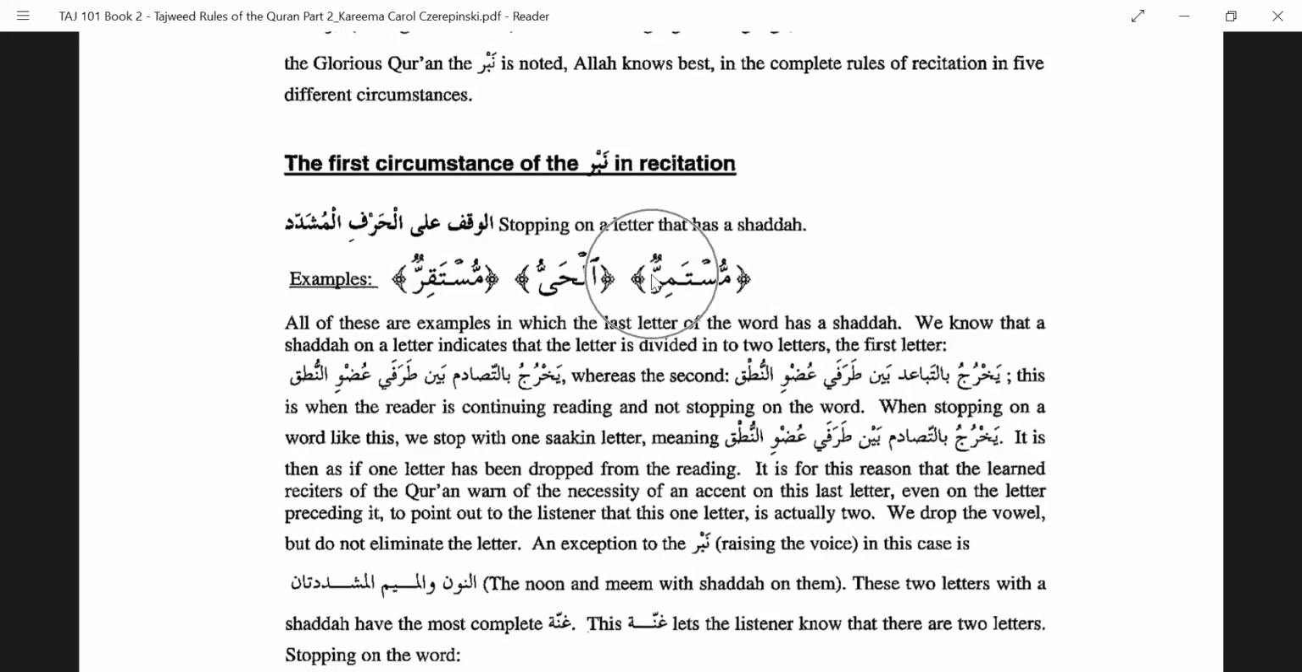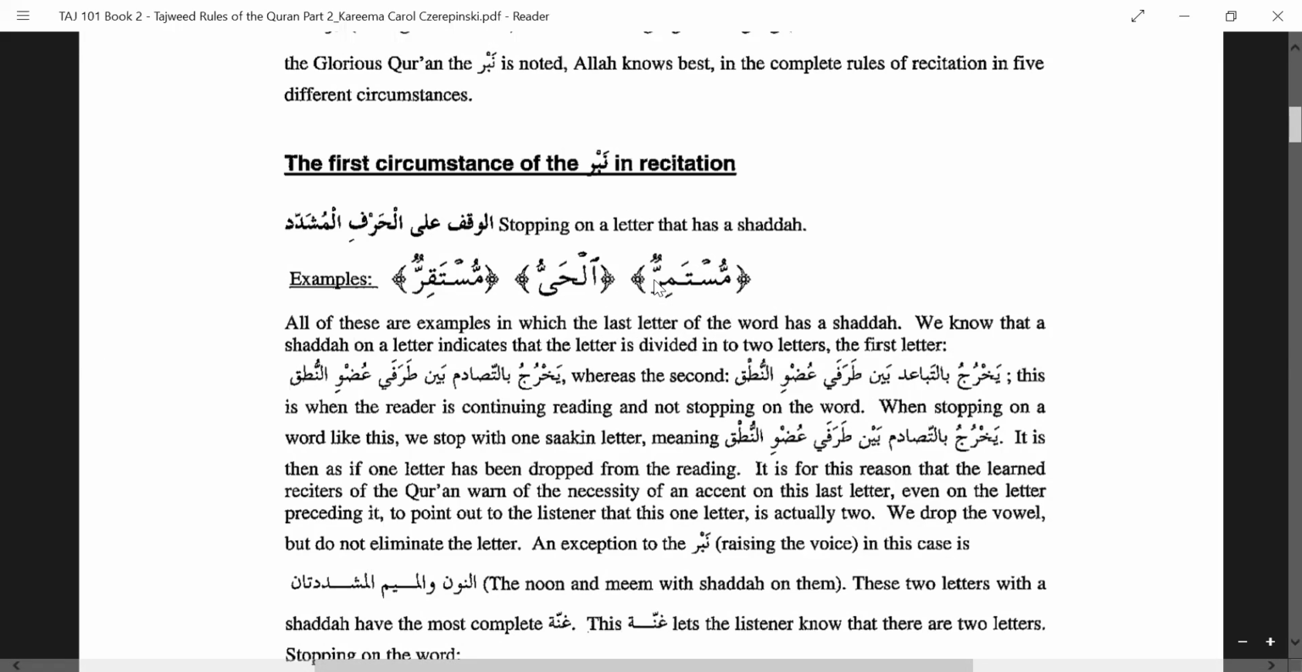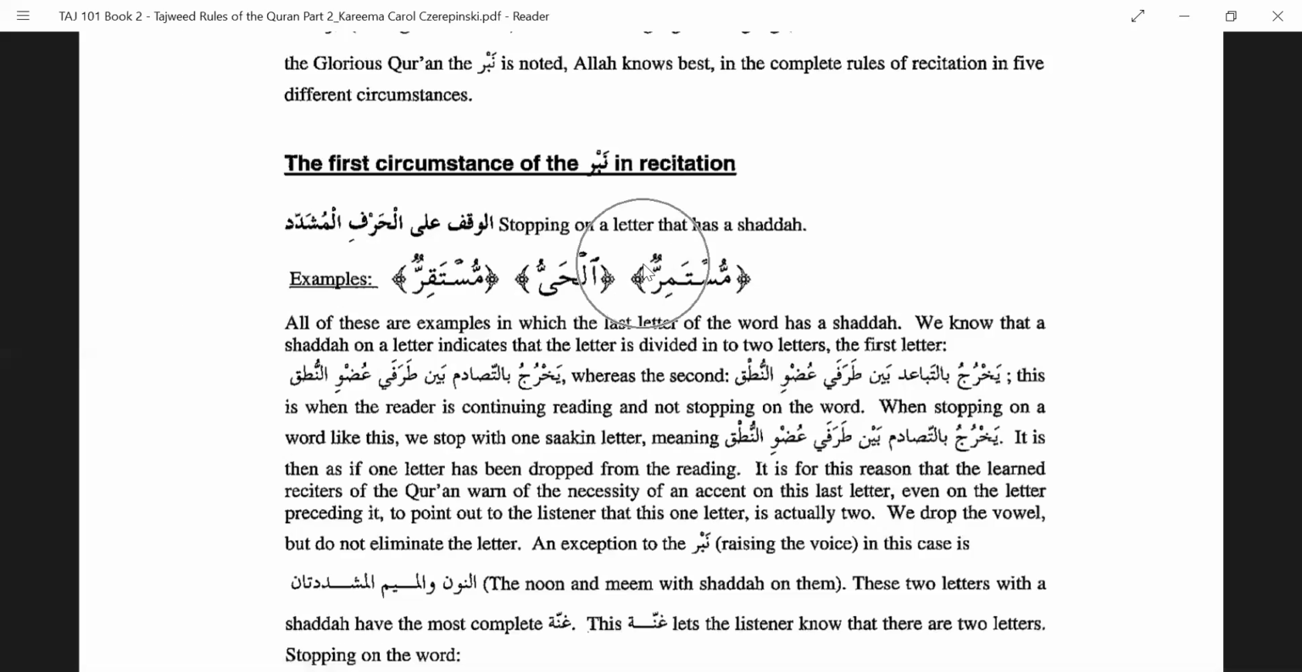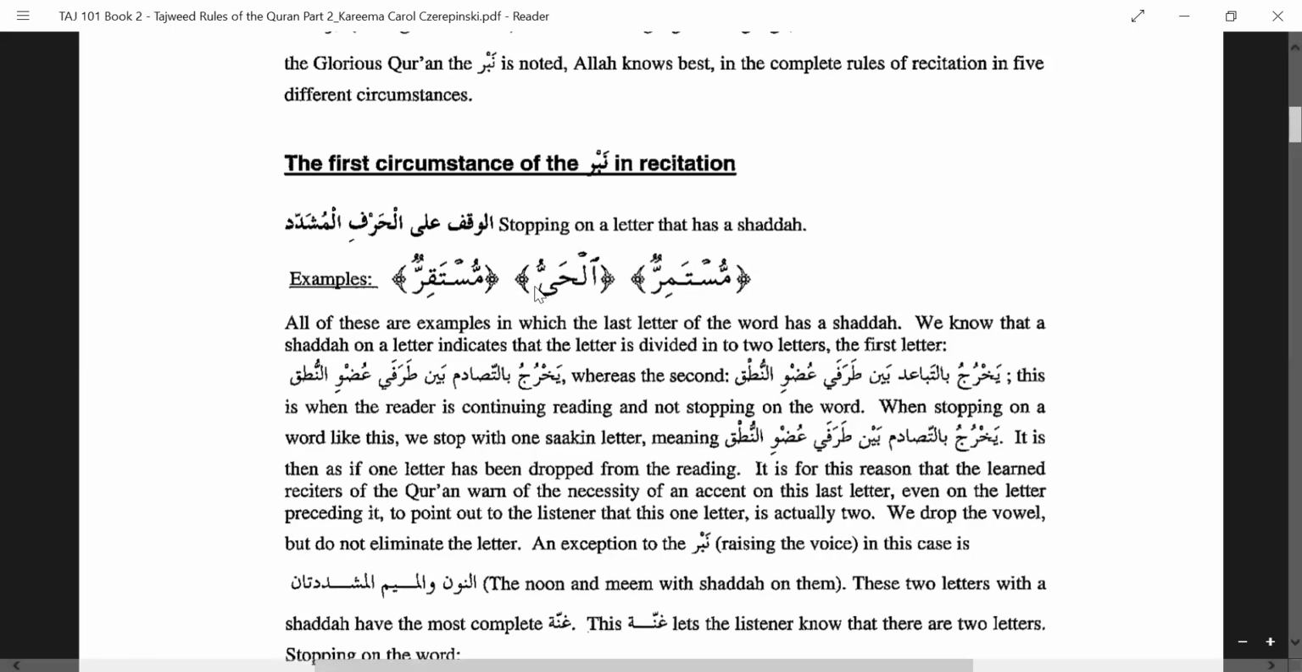What will happen is if you just stop as mustamir, it sounds as though there is only one alphabet. So you need to recite it in a way that the listener, and you yourself, know that there are not one but two alphabets. So you will say mustamir, which is the original. The last one, the raa with tanween dhamma, is what you will make a sukoon. So you need to do nabr. You need to hear two raas. Two raa sukoon should be heard. Mustamir. You will have to give a little pressure. Then al-hayyu will be not al-hayy but al-hayy. You have to give a little pressure. That will let you know that there are two alphabets here.